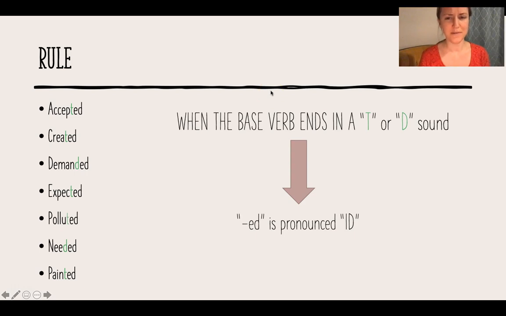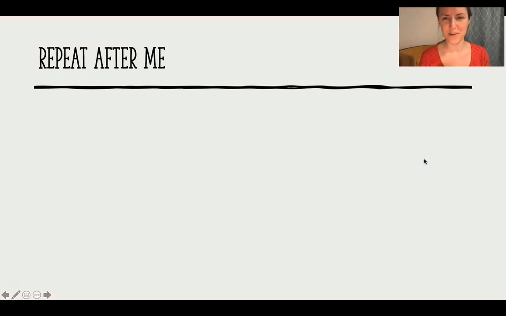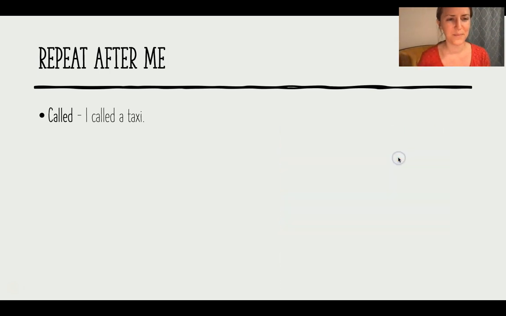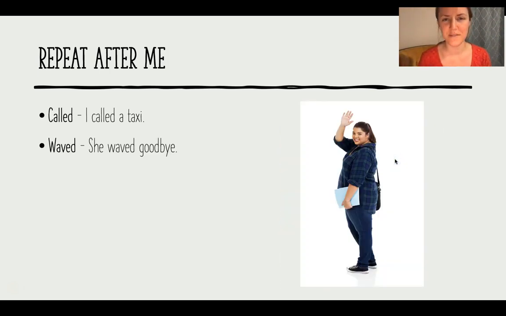Well, what happens if the verb does not end in a T or a D? That's what we're going to do next. This is where students tend to make mistakes, so pay attention. Please repeat. Called. I called a taxi. Waved. She waved goodbye.